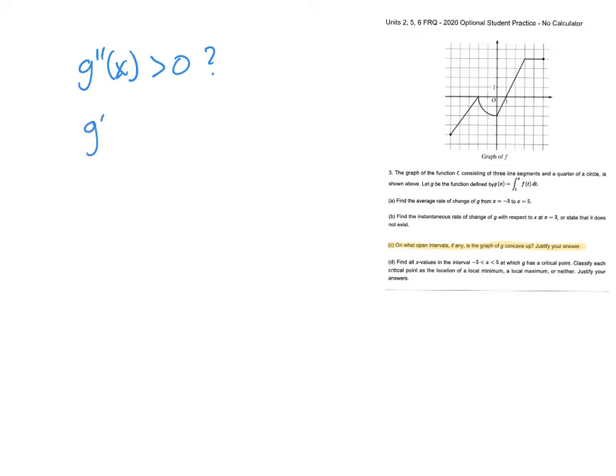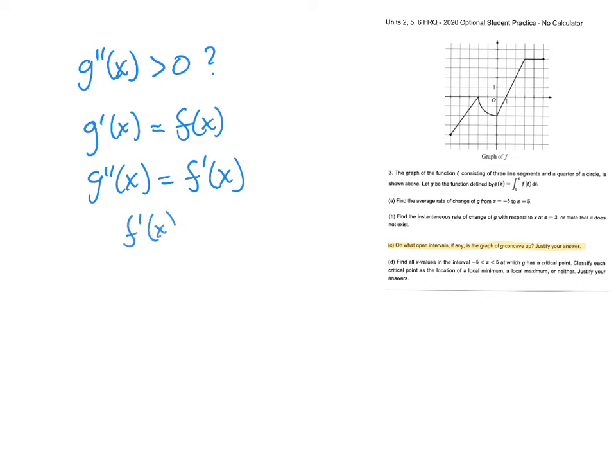Remember, we said g prime of x equals f of x. That means g double prime of x is the derivative of f. So we really want to know where f prime of x is positive. And for that, we look at the slope of the graph. So notice, on this graph, there are two intervals where f has a positive slope.